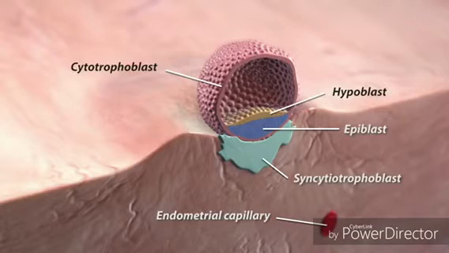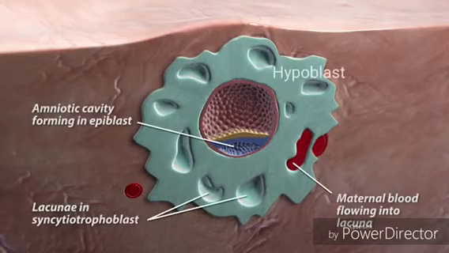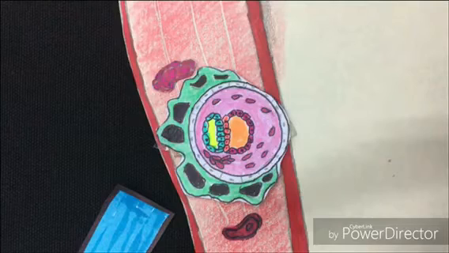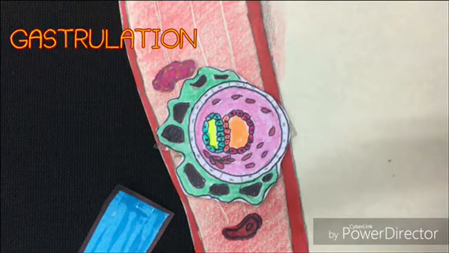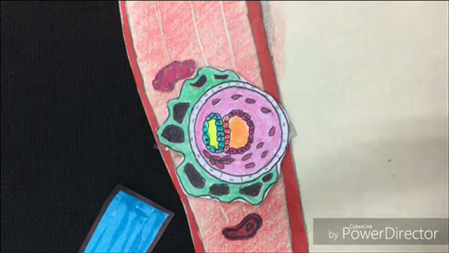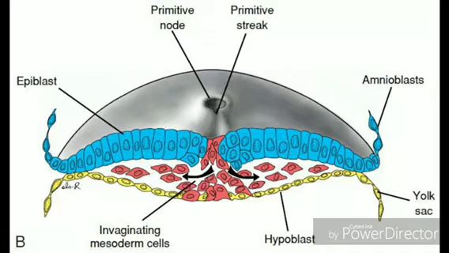The inner cell mass of the blastocyst forms a flat disc with an inner layer of cells, the epiblast, and an outer layer, the hypoblast. After implantation is complete, gastrulation begins. Some epiblast cells remain as ectoderm on the surface. Others move inward through a primitive streak to form mesoderm and endoderm.